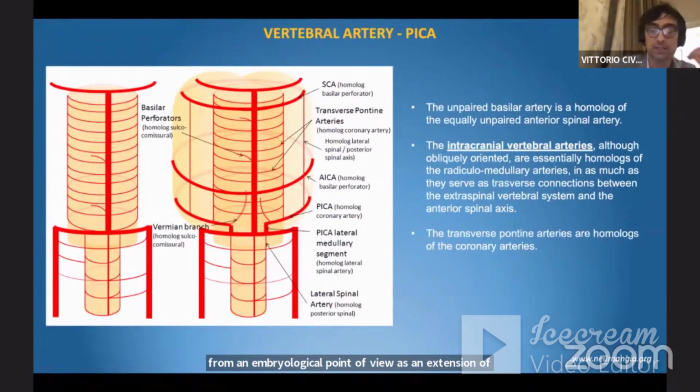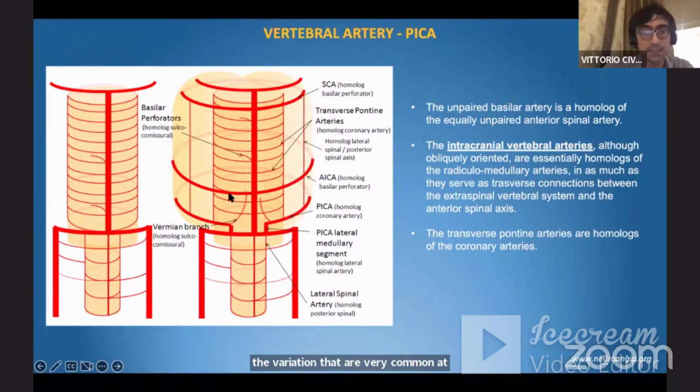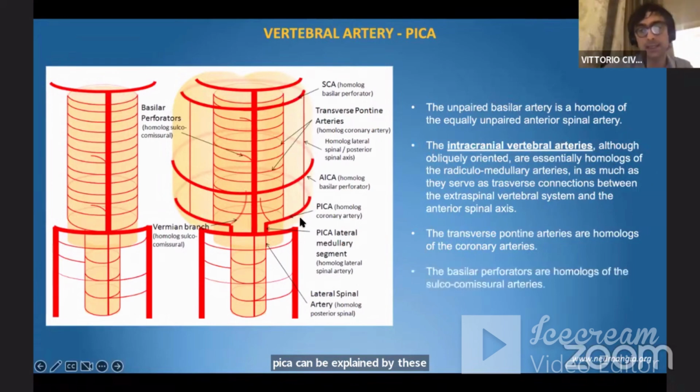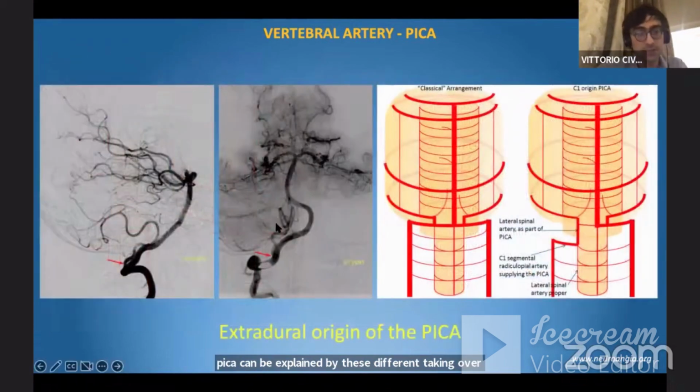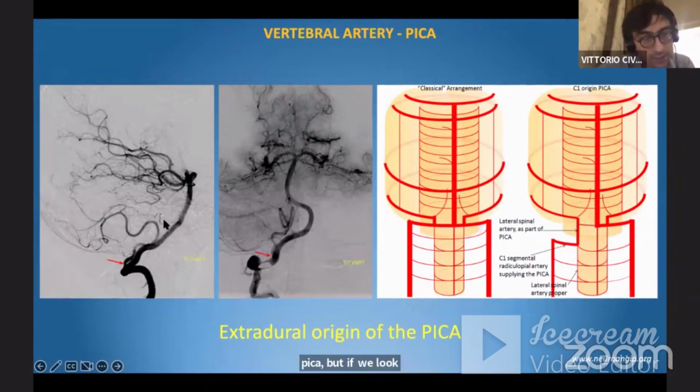The variations that are very common at the level of the PICA can be explained by these different takeovers during fetal life, and we can find ourselves in a situation like this with an extradural origin of the PICA. But if we look very carefully, we can see a perforator at the level of the normal origin of the PICA. So the cortical part will be vascularized by the extradural origin, but the spinal cord supply will be taken over by this perforator.